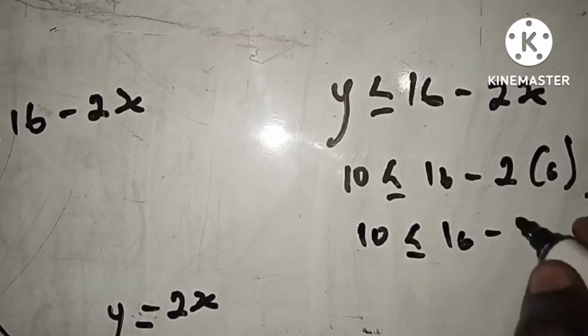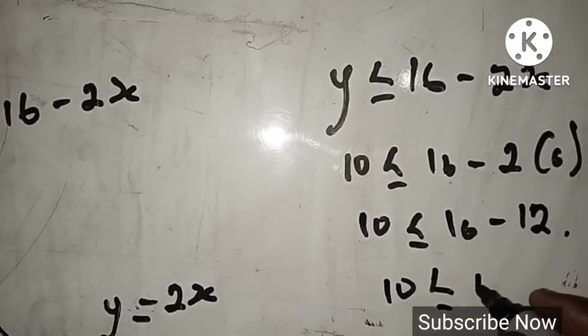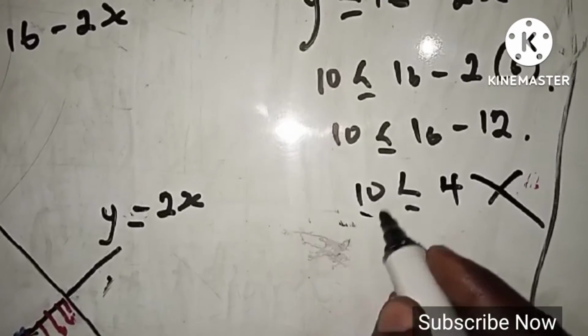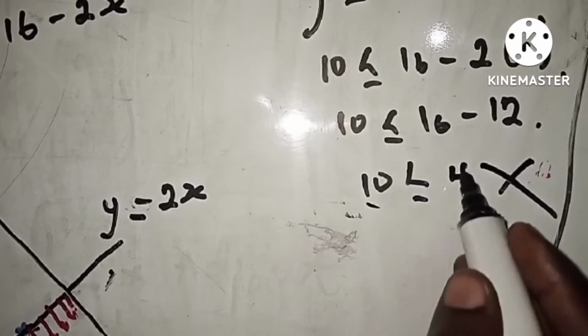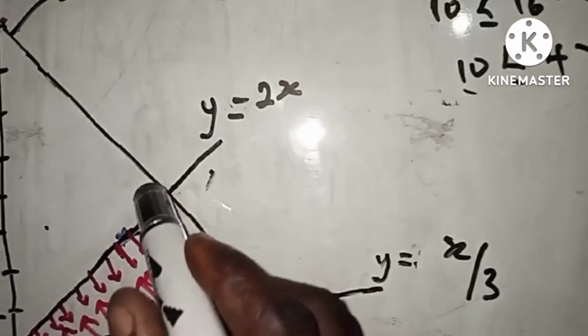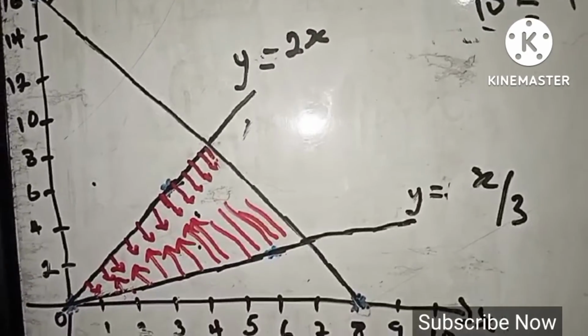minus 12, right? So minus 12. Is it true that this 10 is less than or equal to 4? This is wrong. Is that okay? This is wrong. There's no way 10 can be less than or equal to 4. Alright, okay, so this is wrong, meaning that we are not shading towards that direction. So we are going to shade towards down, right? So we are going to shade towards down.